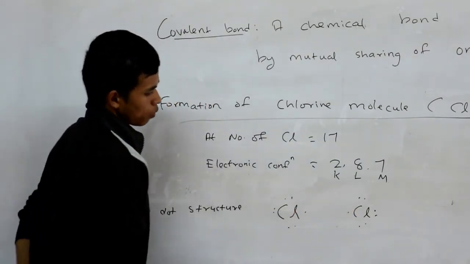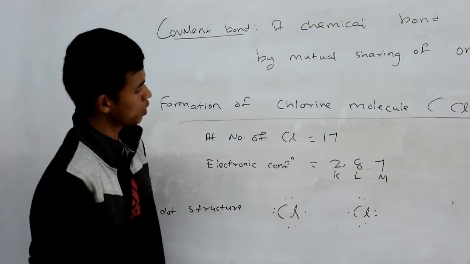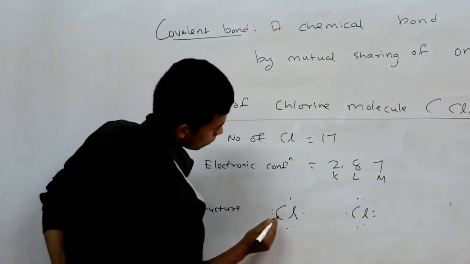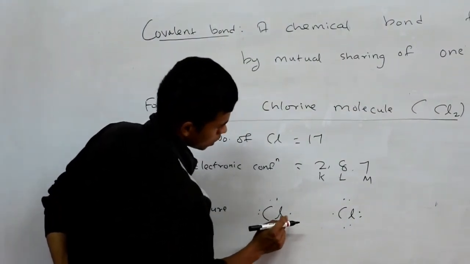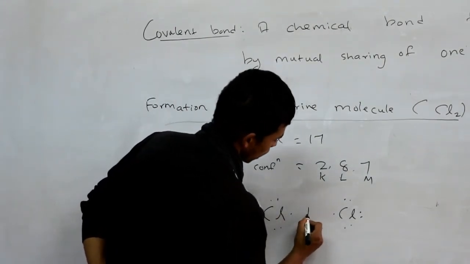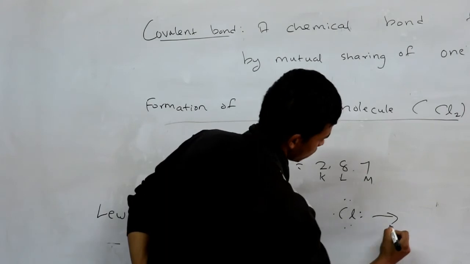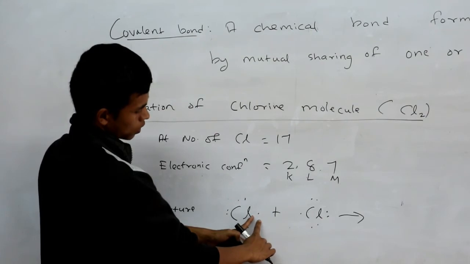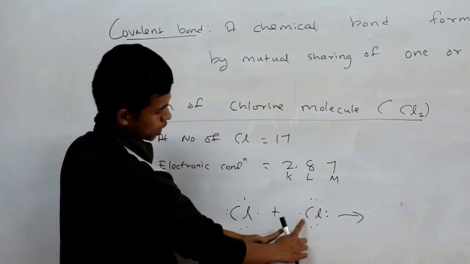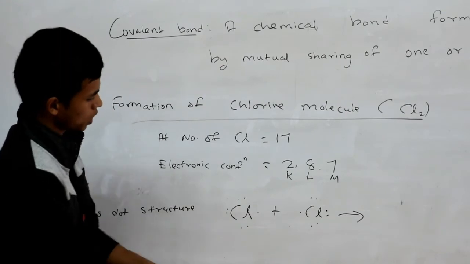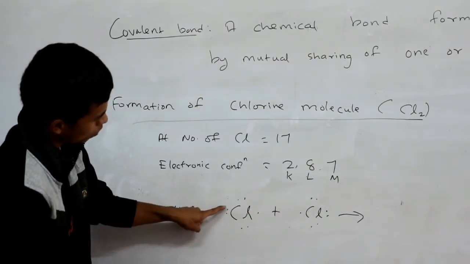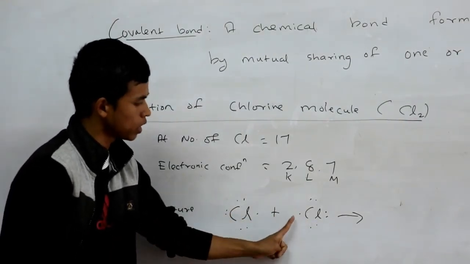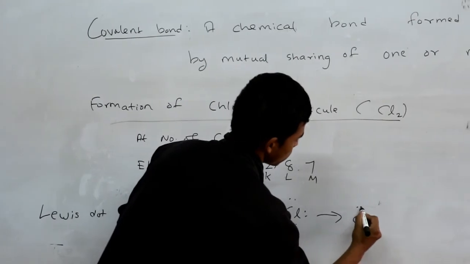So what do they do? When they are close together, you can guess what they will do, similar to the formation of the hydrogen molecule. They have 1, 2, 3, 4, 5, 6, 7, 8. When they are close to each other, they will share an electron pair. So this chlorine will share 1 electron with that chlorine, and that one also will share 1 electron with this chlorine. If it shares 1 electron, we'll have 1, 2, 3, 4, 5, 6, 7, and if this chlorine shares its electron, 8 with this one. So it will become like this.